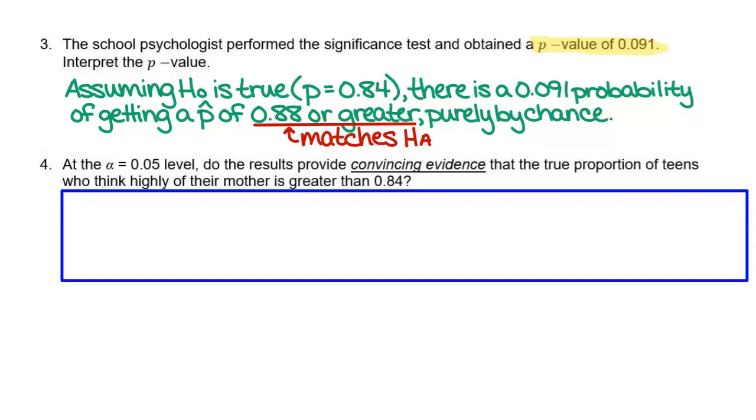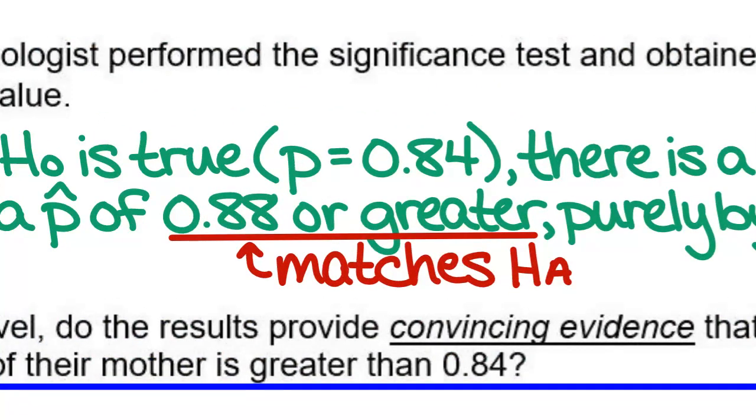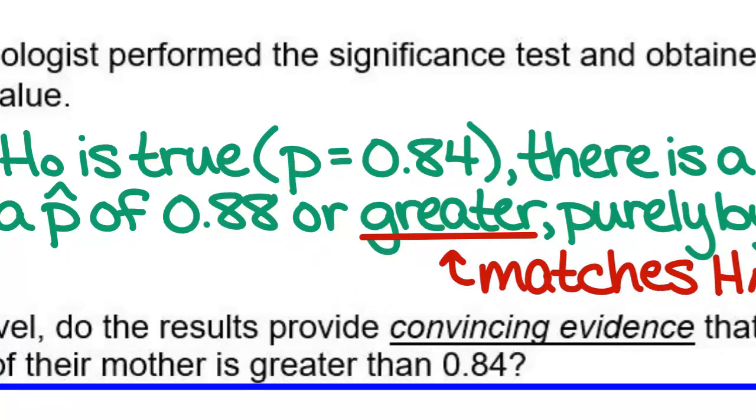This in here should match your HA. So as you're interpreting the p-value, assuming the HO is true, tell me what the HO is. There is a p-value probability, because remember, p-value is telling you the probability of getting a p-hat of 0.88 or greater, because our HA was greater than. Actually, that line should only be underneath the "or greater than" here. Scoot that over. Purely by chance.